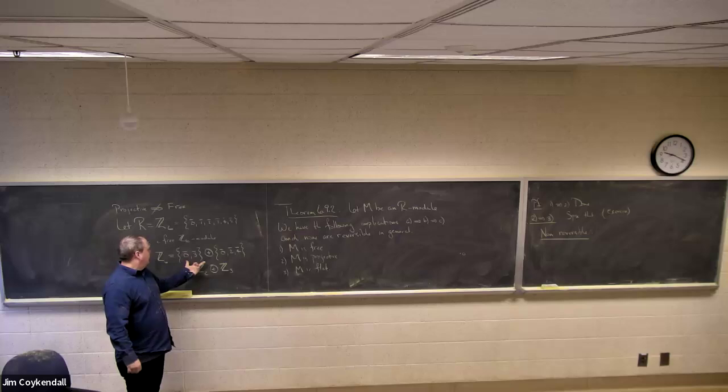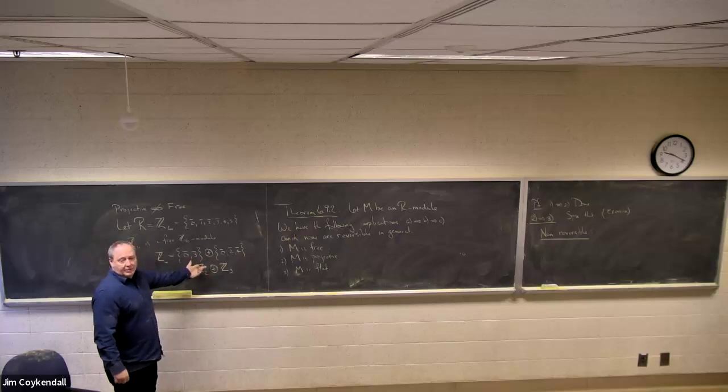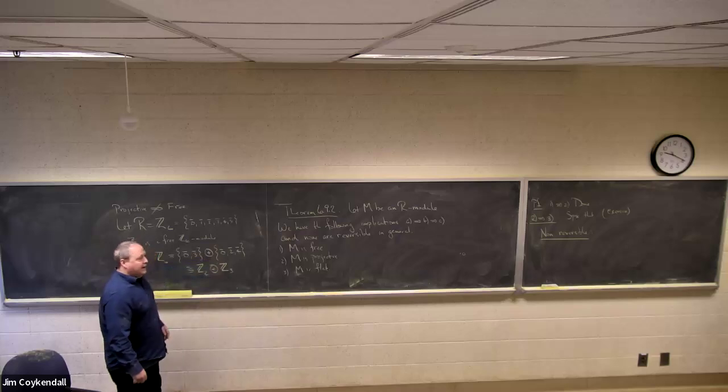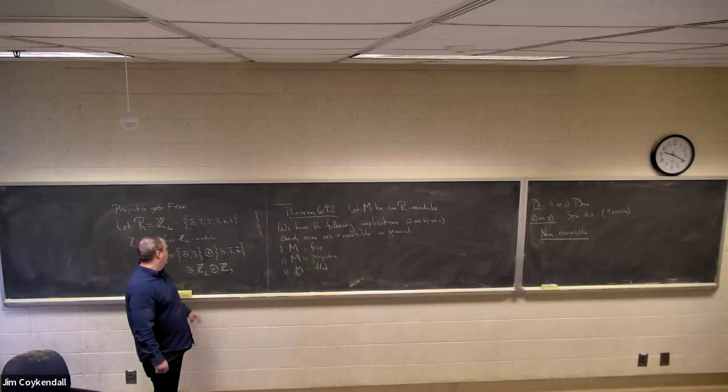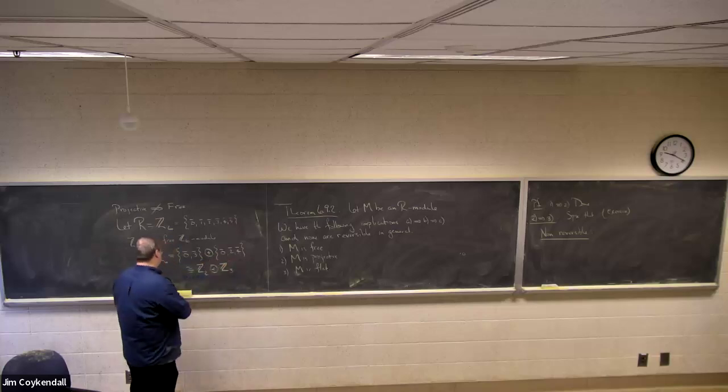right? Because notice the intersection of these two submodules, and these are, of course, Z6 submodules. The intersection of these two is 0. And I know that when you put them together, you get the whole thing because, for example, 3 bar plus 4 bar is 1 bar. So you've got 1 bar in the sum. So you got everything.